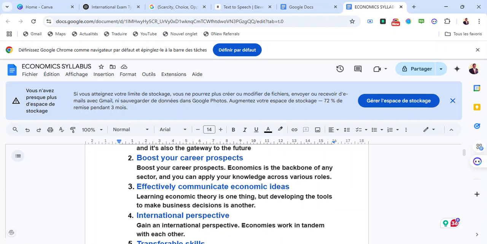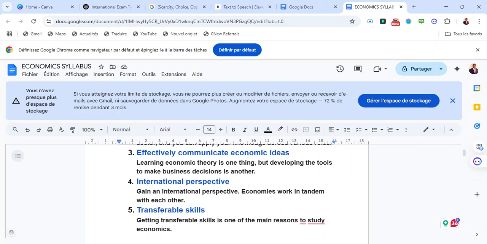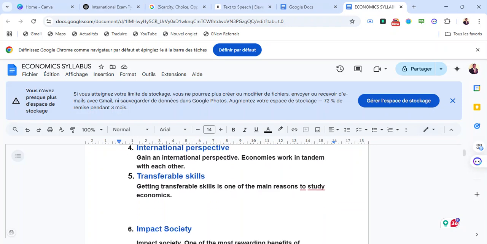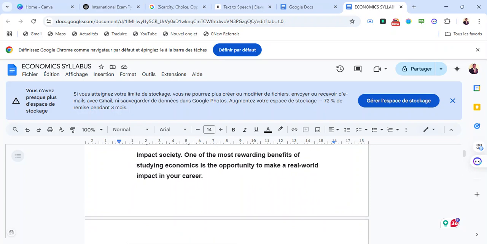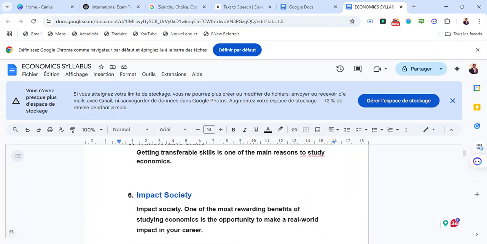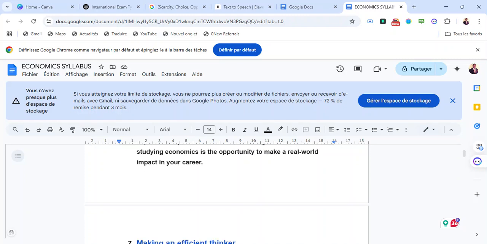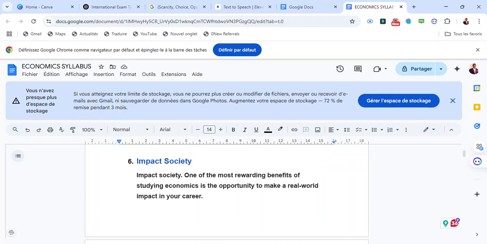The fourth reason we study economics is to gain an international perspective. Economies work in tandem with each other. Okay, so the fifth reason is transferable skills. Getting transferable skills is one of the main reasons to study economics. So if you need transferable skills, you need to study economics. Number six reason why we study economics: impact on society. Economics has a greater impact on society.